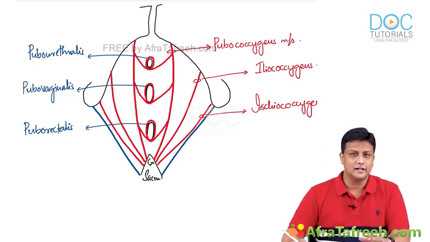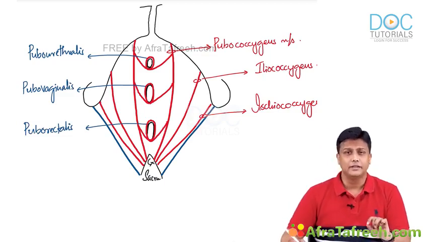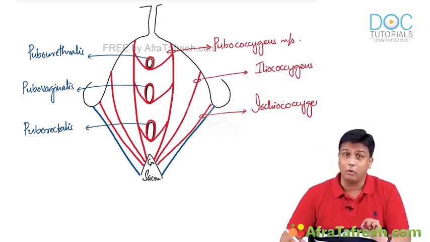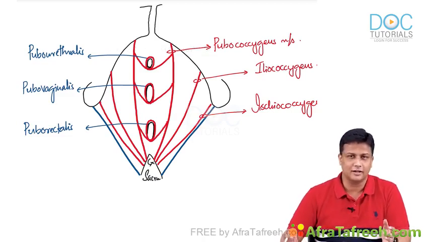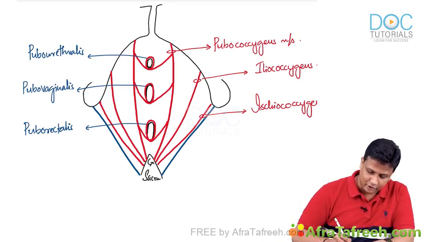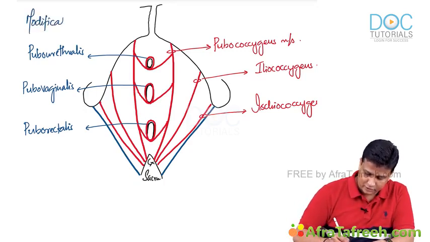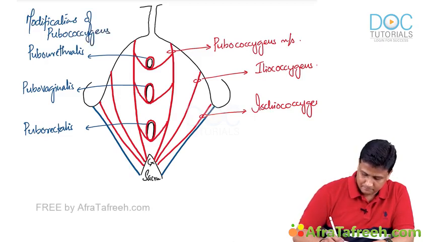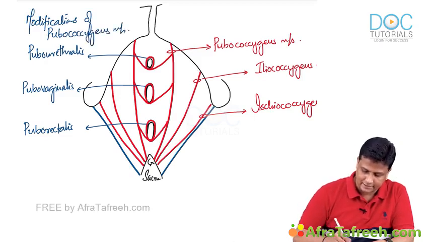And already this has been tested in your exam. These three muscles are the modifications of which one? From our diagram, there is no doubt about that. These three are nothing but the modifications of the muscle which is the closest one to them. So these three are modifications of pubococcygeus muscle. Hope the concept is crystal clear now.